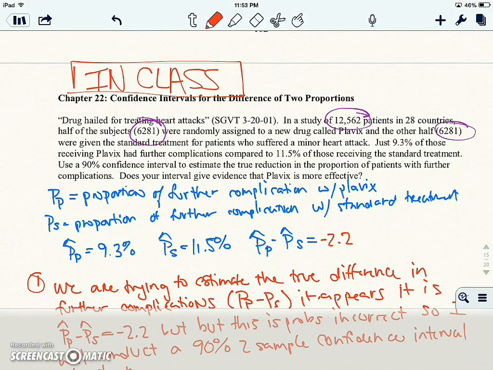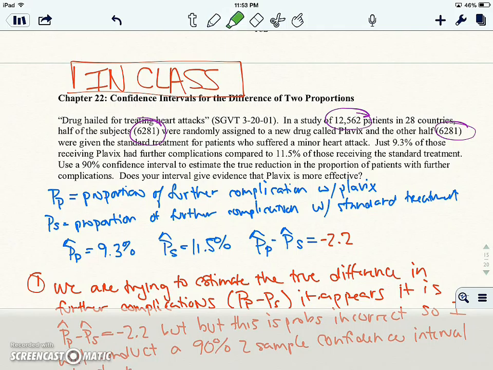The other thing I did with the difference of two proportions in class was discussing the drug Plavix versus the standard treatment for patients that suffer minor heart attacks. And we went ahead and found a confidence interval for that. Let me read the setup just in case.